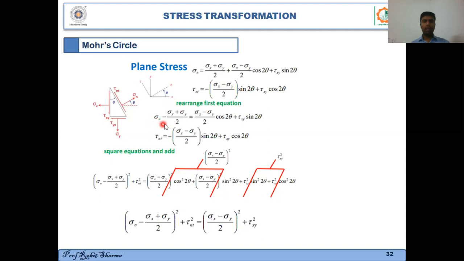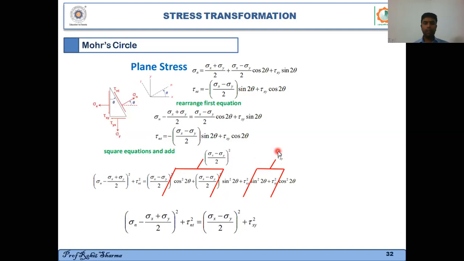This will become sigma n minus sigma x plus sigma y over 2, and this will be equal to sigma x minus sigma y over 2 cosine of 2 theta plus tau xy sine of 2 theta. So what I have done is I have transported this first term to the left hand side. And I also have this second equation. What I'll do is I'll square this equation and square this equation and add the two equations. So if we square and add, what we'll get on the left hand side will be the square of sigma n minus sigma x plus sigma y over 2, plus tau nt square, and this will be equal to the square of this term plus the square of this term, right?